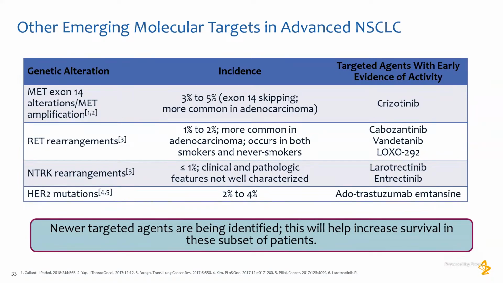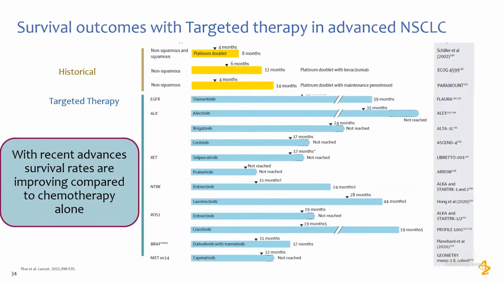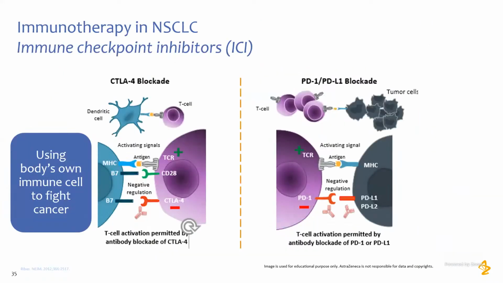For MET mutation, we have crizotinib. For RET, cabozantinib, vandetanib, LOXO-292. For NTRK rearrangement, we have larotrectinib and entrectinib. For HER2 mutation, we now have trastuzumab emtansine, etc. And these are basically the survival outcomes with various TKIs.